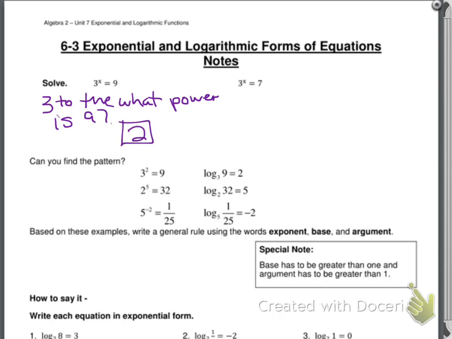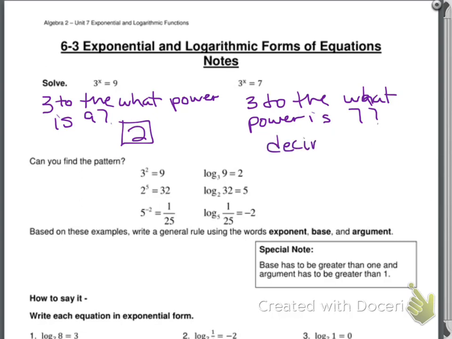However, what if we have one like this? 3 to the what power is 7? Well, that's not as easy. We don't know what that is. It's not a whole number because 3 to the 1 is 3 and 3 to the 2 is 9. So it's somewhere between there, but it's a decimal. And that's where logarithms came in to help us answer these kinds of questions.